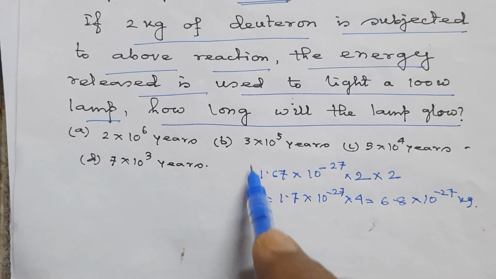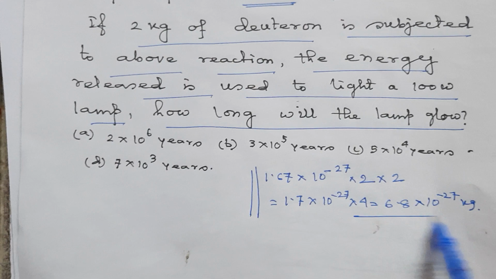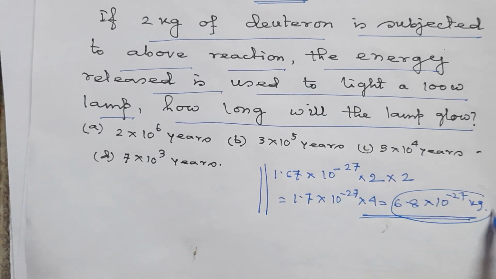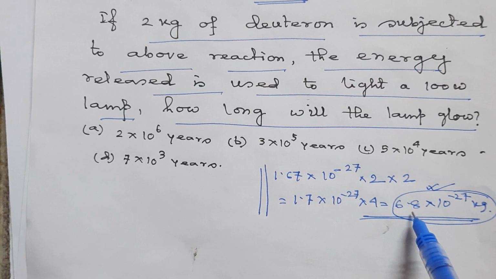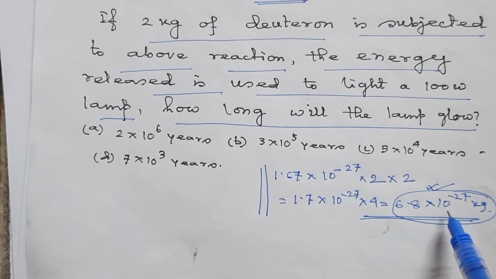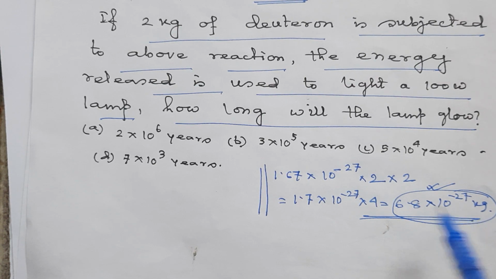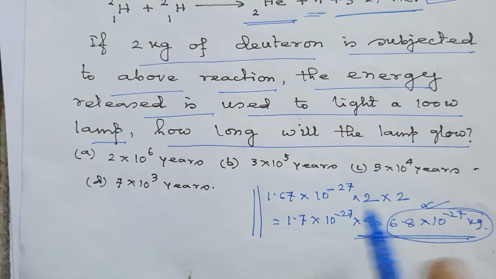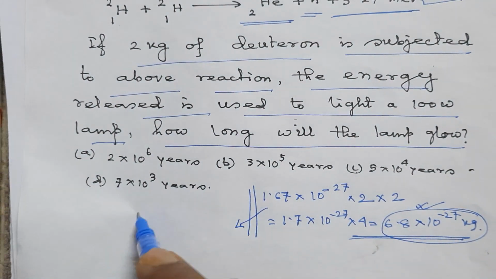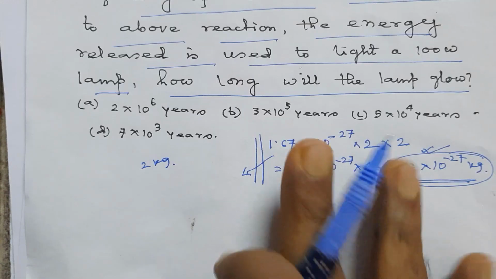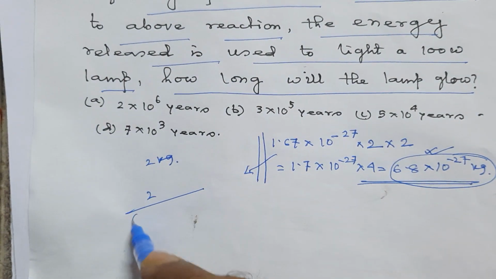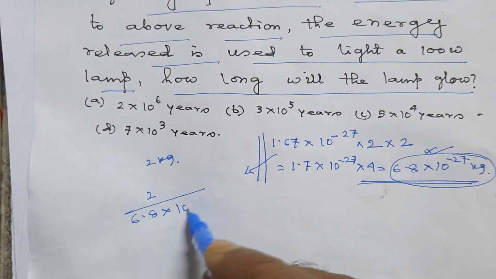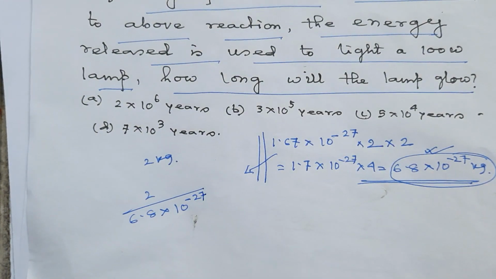So how many reactions are possible? For one reaction, the mass of the deuterons required is 6.8 into 10 to the power minus 27 kg. So how many such deuteron pairs are there in 2 kg? The number of deuteron pairs in 2 kg is 2 by 6.8 into 10 to the power minus 27.